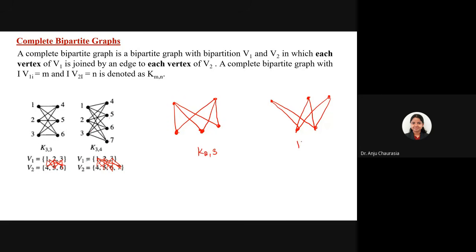So, two more examples for complete bipartite graph. A very interesting example, I like this example. This is like a star, a ring. This is K1,5. I think you can understand why K1,5. One vertex set has a single element, another vertex set has five, so this is K1,5. Example of complete bipartite graph.